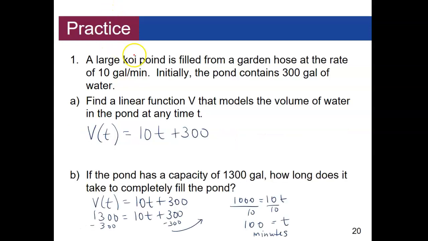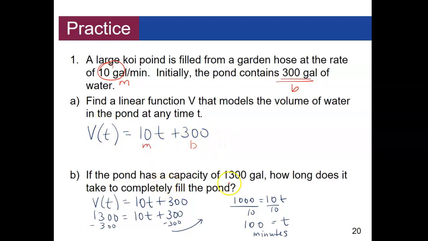Okay, on this one, we've got the koi pond is filled from a garden hose at the rate of 10 gallons per minute. So that's going to be my slope. Initially, the pond contains 300 gallons, so that's going to be my y-intercept. When I use this, I need to make sure that I use V as my function notation in terms of the variable t. And so I end up with this for my slope and this for my y-intercept.